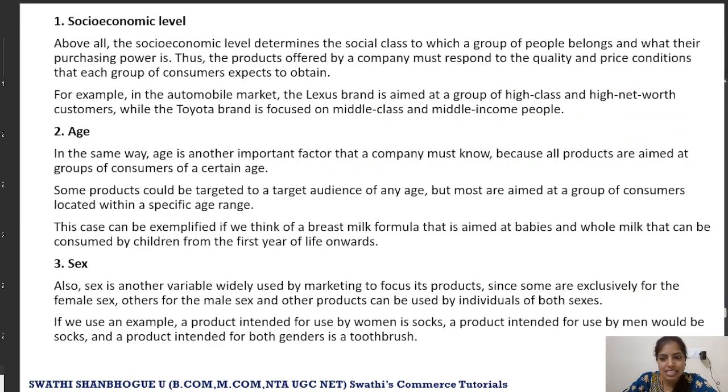So let us study these one by one. First is your socio-economic level. Socio-economic level speaks about social class, that is, which group of people belong and what is their purchasing power. Now, if we understand the purchasing power, we can set a particular budget for the product, and then we can pitch that product into the market. If the product is budget friendly, at that time all the people can get access to this product easily. So that is why socio-economic level should be understood by these business entities.